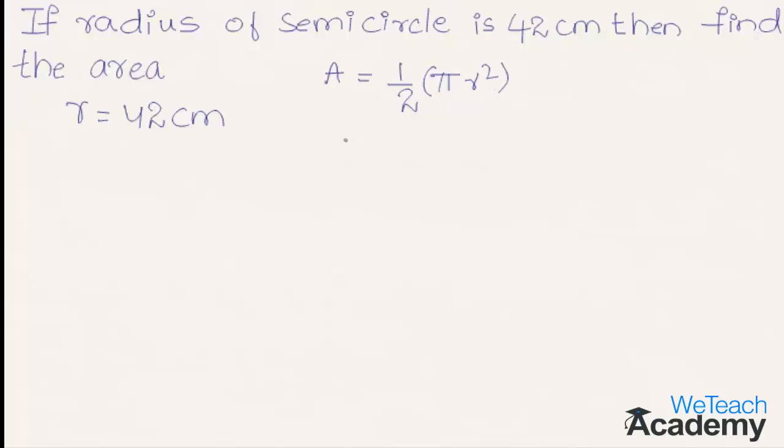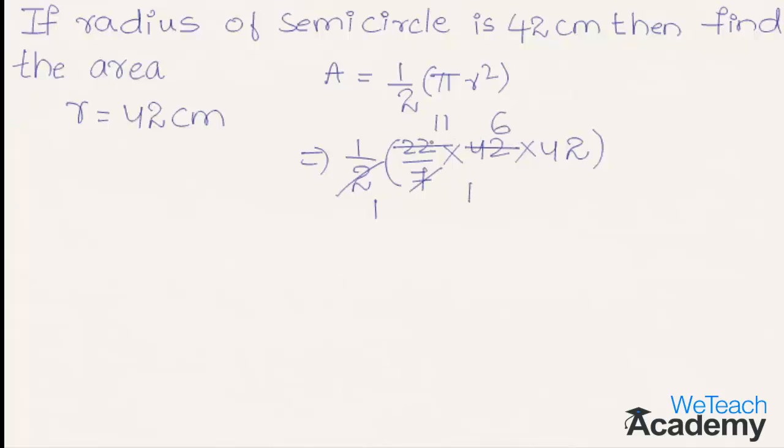And then by substituting the value of r in the formula, we get 1 by 2 into 22 divided by 7 into r square, that is 42 into 42. And here by simplifying, we get 2 1 time is 2 and 2 11 times is 22. Here we get 7 1 time is 7 and 7 6 times is 42. So here we get 66 into 42.